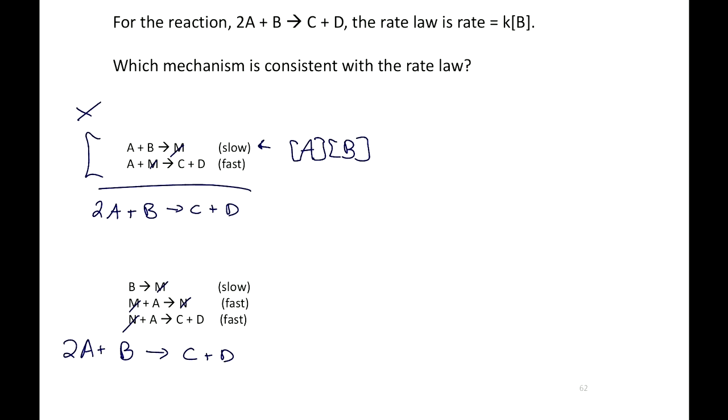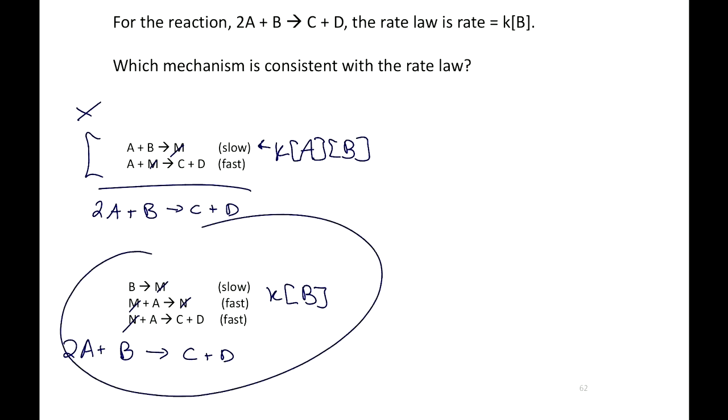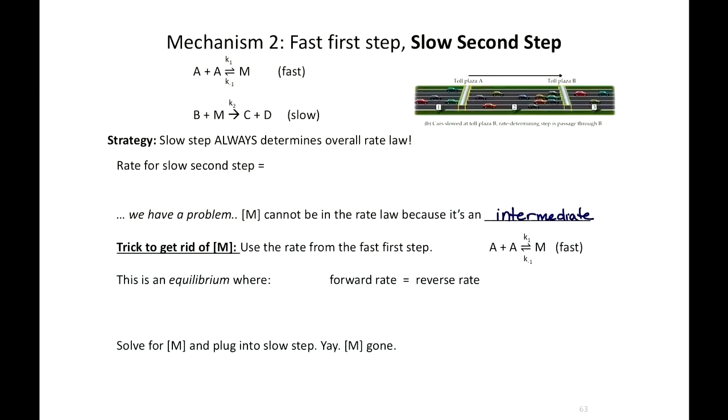Okay. So what is the rate law for the second mechanism? It's just K times B. So which mechanism is consistent with this rate law? The second one, so it's this one. Okay, good. That's the easy one, where the first step is the slow step and determines the rate law of the overall reaction. So let's do the harder one, where the slow step is actually the second step.